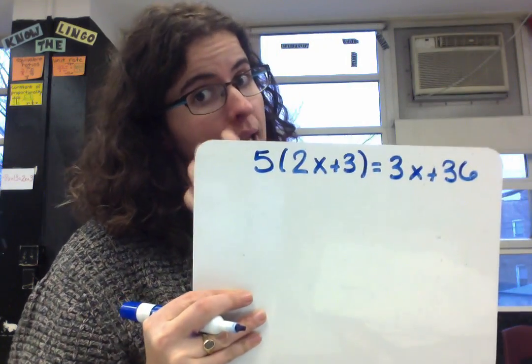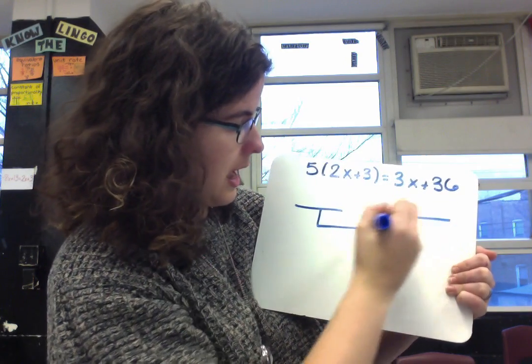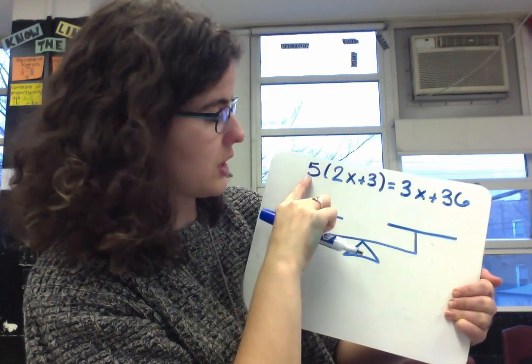So, the next 2 problems, we're just practicing applying that to problems with some of the complexities of the previous week. The first one has to do with grouping. So if you have 5 times 2x plus 3 is equal to 3x plus 36, we would start by writing a balance here. And having an understanding of how this grouping works is going to help.